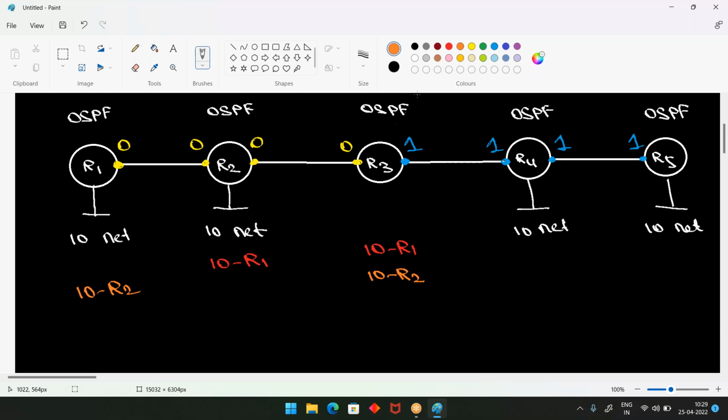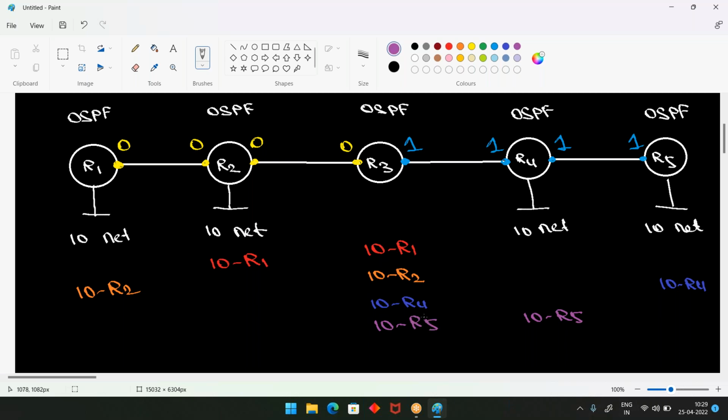Okay. Now R4 will share its networks information to R2, R3 as well as R5. R5 will share the networks to R4. And R3 also receives the networks from R5 as well.